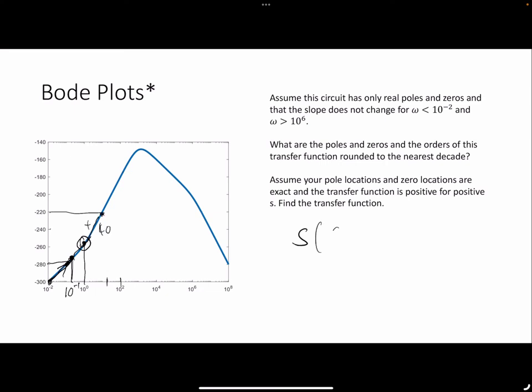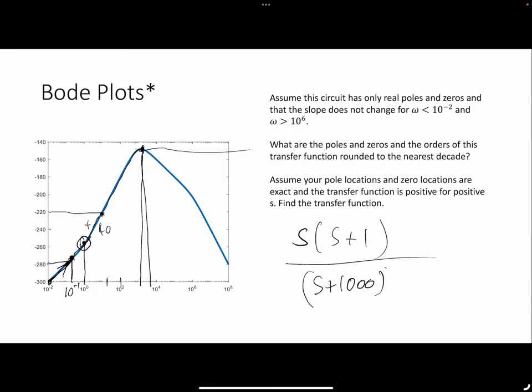So now we have S plus 1. And then here it changes again at about 10 to the 4, let's say. Or actually, this is 10 to the 3, right? Yeah. So S plus 1,000. And what should be the order here? Wait, so 2 would make it 0. Yeah, so you need at least 3. And then here at 10 to the 6, I get another pole.